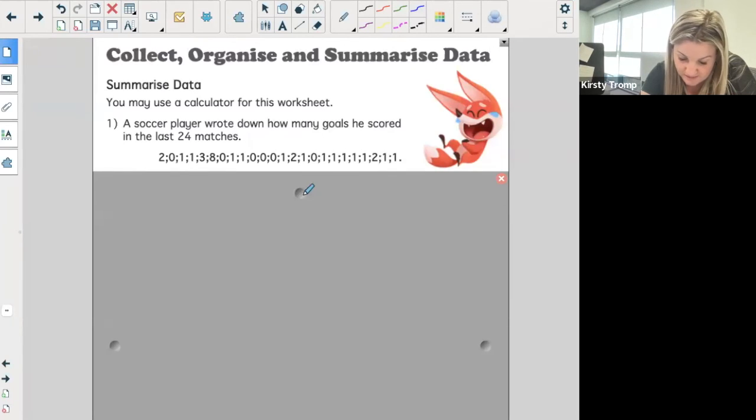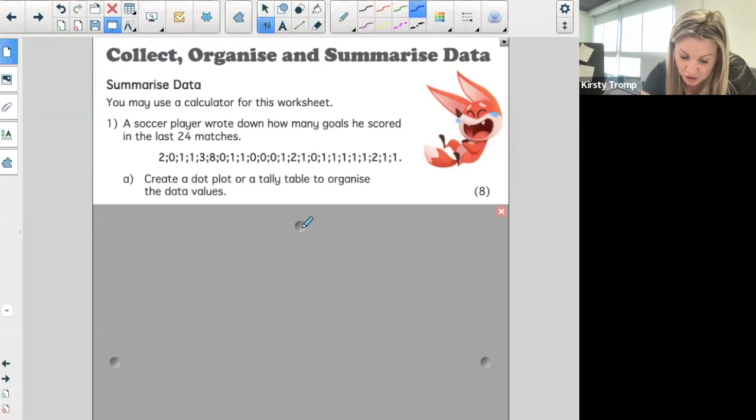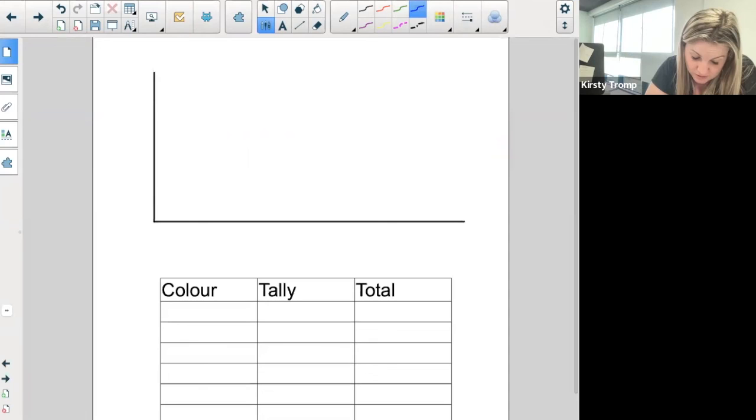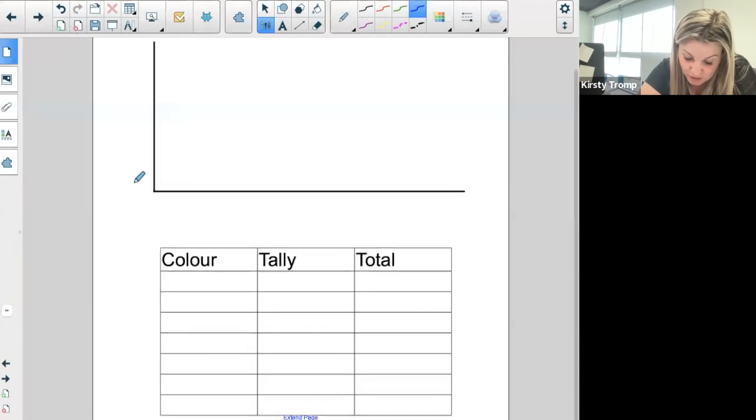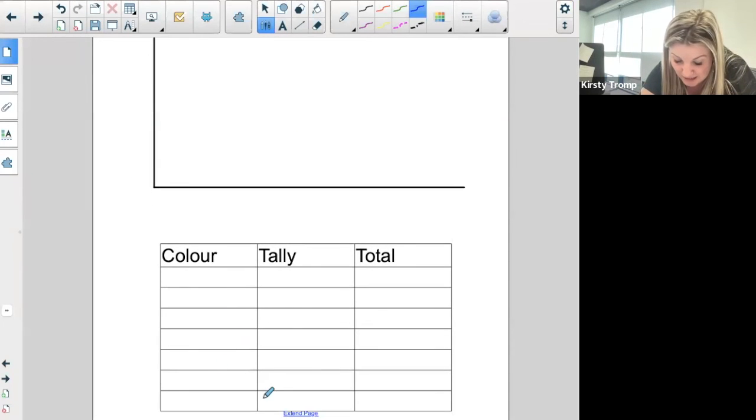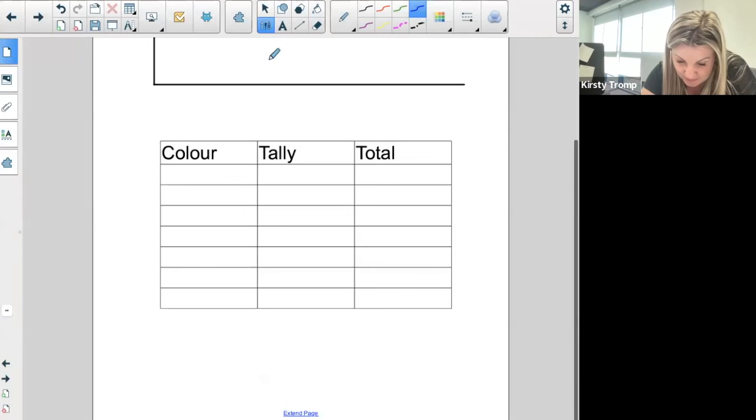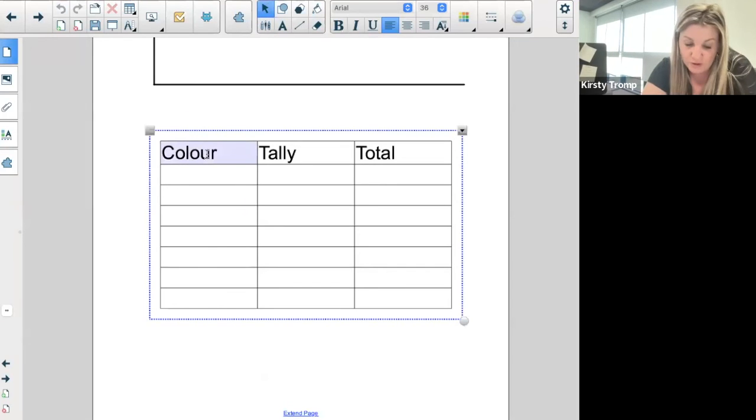The first thing it says, create a dot plot or a tally table to organize the data. So either you're going to create a dot plot or you're going to have a tally table. I like having a tally table. I'm going to put a tally table in quickly for ourselves. So there's my tally table. I did do a dot plot just in case, but I like a tally table. This time, we're not looking at the color. We're looking at the number of goals.